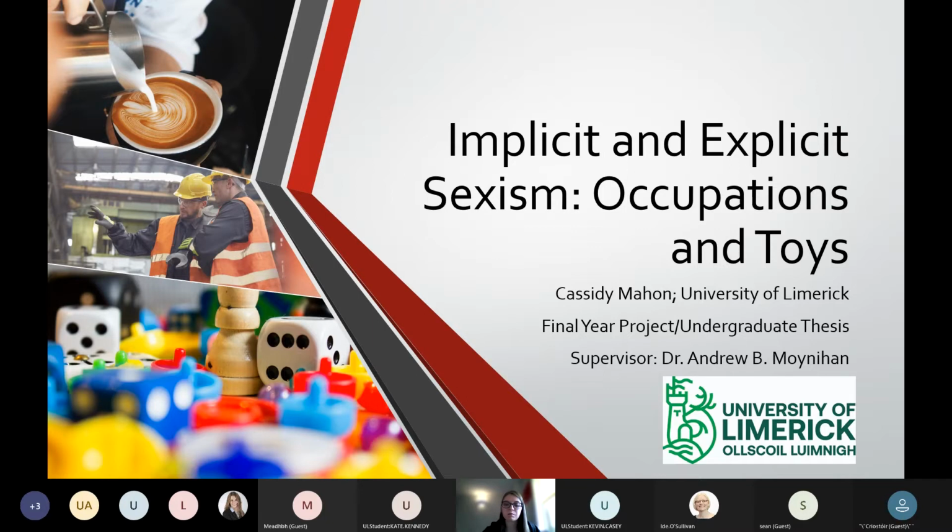The IAT is then repeated using the toy condition, replacing manual labour with vehicles and the hospitality sector with dolls. The IATs are randomised so that participants can get either the occupation or the toy IAT first. After removing participants for various reasons, such as inattention or not completing the study, I had 214 participants.